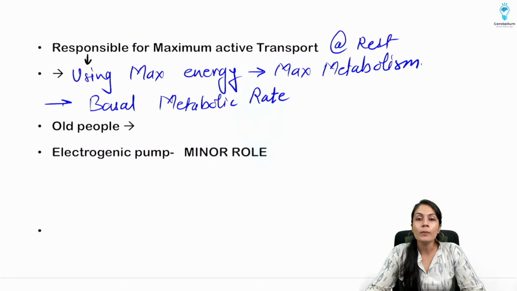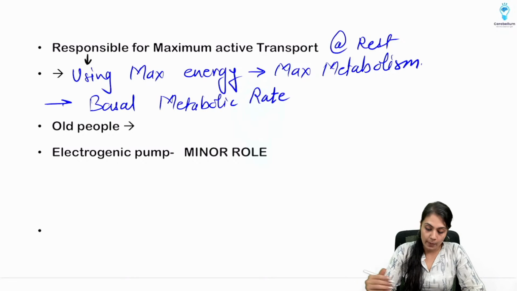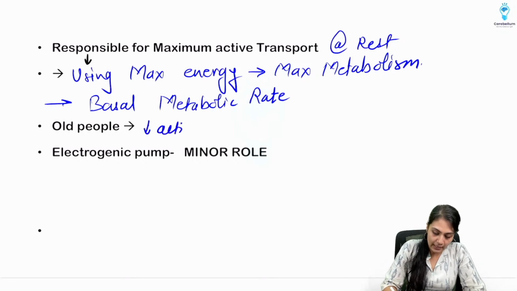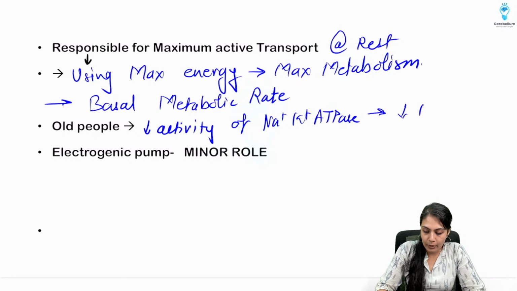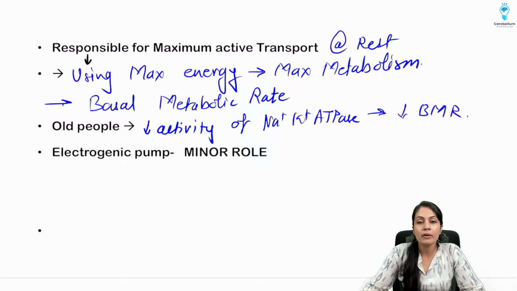Okay, in old people, what is going to happen? The efficiency of the sodium potassium ATPase pump will decrease. So there is going to be decreased activity of sodium potassium ATPase, right? And if the sodium potassium ATPase activity is decreasing, what will happen to the BMR? The BMR will also fall, and that's why you can see in elderly people, they have less hunger. Why? Because the BMR is less, the requirement of energy is also very, very less, right?